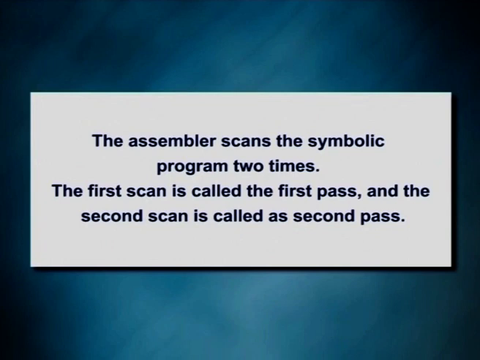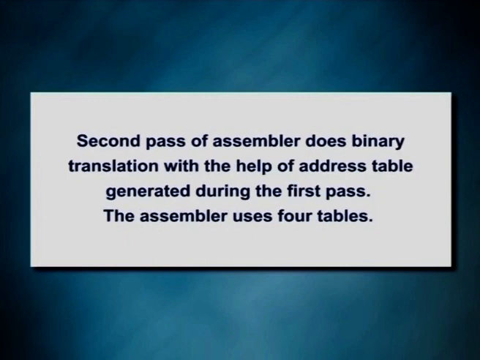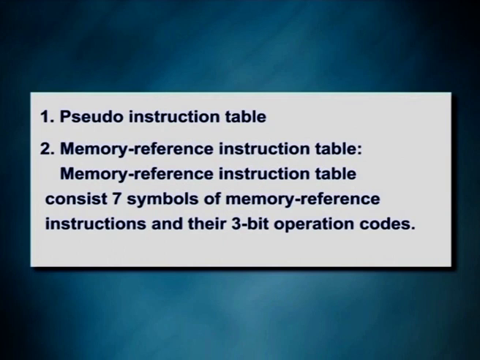The assembler scans the symbolic program 2 times. The first scan is called the first pass and the second scan is called the second pass. The first pass of an assembler generates an address symbol table that connects all user-defined address symbols with their binary equivalent value. The second pass of an assembler does binary translation with the help of the address table generated during the first pass. The assembler uses 4 tables. Any symbol encountered must be available as an entry in one of the tables.